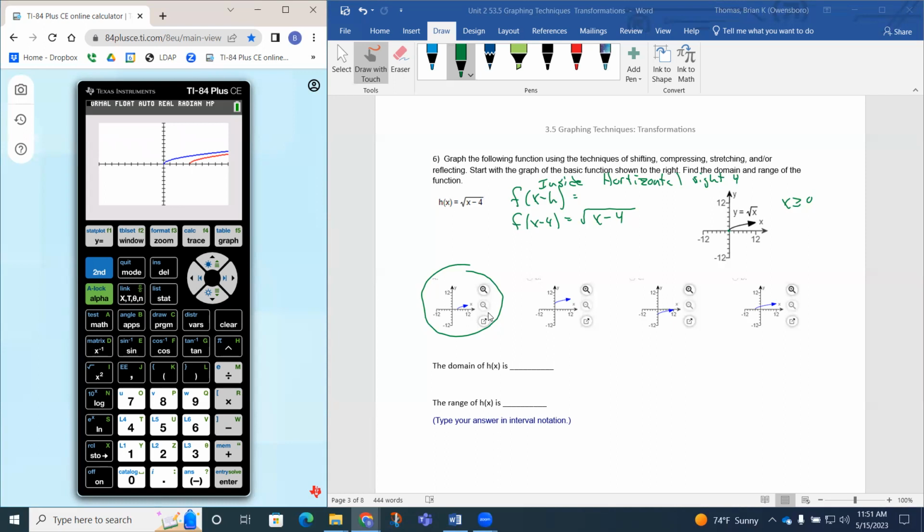So notice that as far as domain goes, the far left bound is actually 4. So it goes from 4 to infinity would be the interval notation for that. As far as your range goes, notice how, again, you cannot go below the x-axis. So all your y values are 0 and above. So you can include 0, and you can go to infinity with that as well.